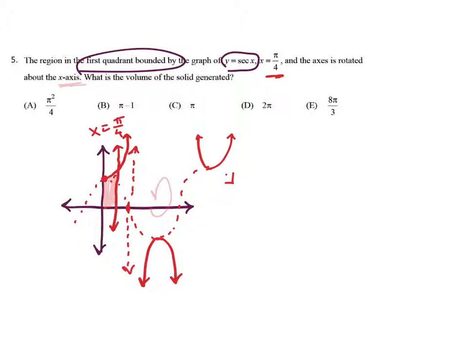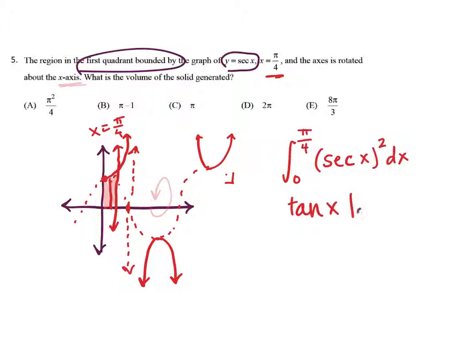So here's your axis of rotation, which is nice because you are flush with that axis of rotation. So you can go ahead, there's no little r, it's just big R. So you're going to integrate from 0 to pi over 4 of big R, which is going to be secant of x all squared dx. Well, that's nice because if I integrate secant squared, I get tangent from 0 to pi over 4. So what's that going to be? 1.